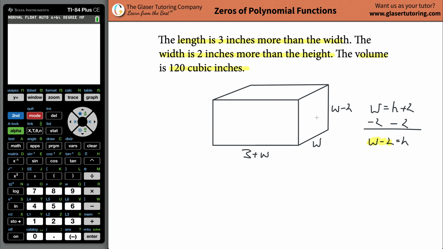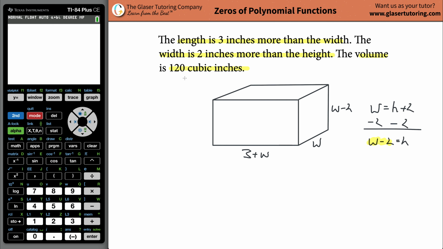The reason I chose to use the width is just because, from the beginning, it was easy for me to say that if this is the width, then this is 3 plus w, and so on. But you could have done this from the height, and you could call it x. It doesn't really matter. But these are the relative relationships.